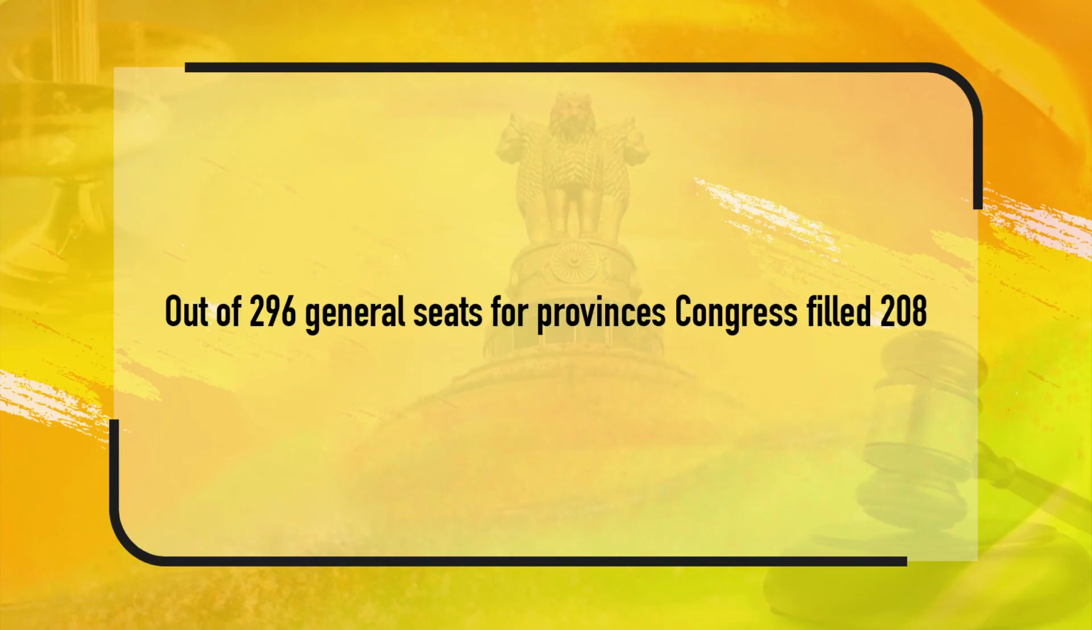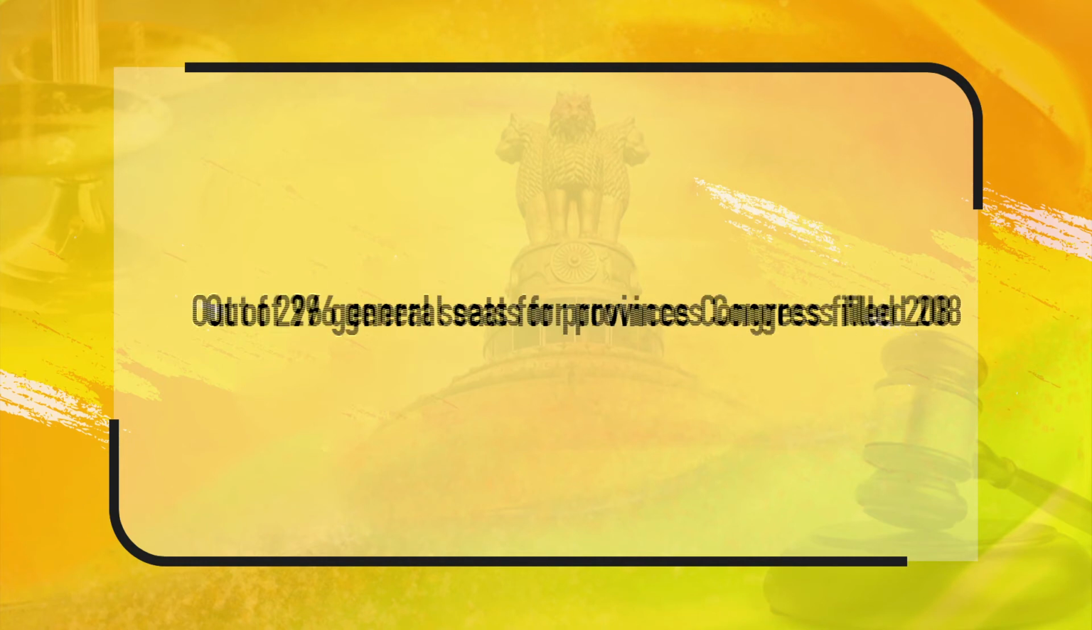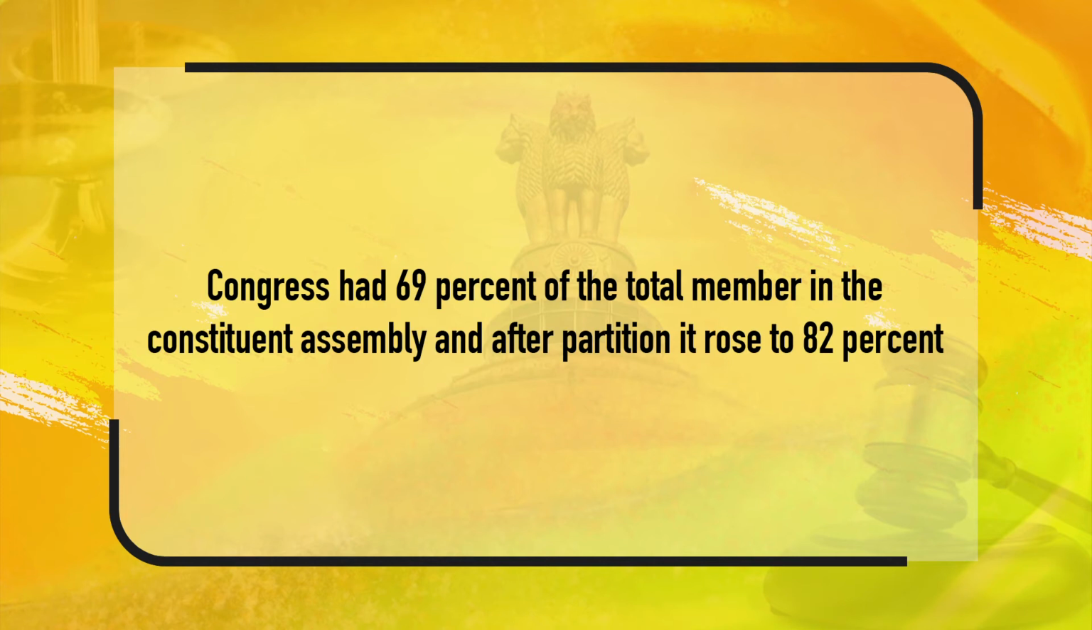Its arch rival Muslim League had swept the Muslim reserved seats. However, the boycott by Muslim League made the position of Congress in the Constituent Assembly predominant. Out of 296 general seats for provinces, Congress filled 208. In all, Congress had 69% of the total members in the Constituent Assembly, and after partition it rose to 82%.